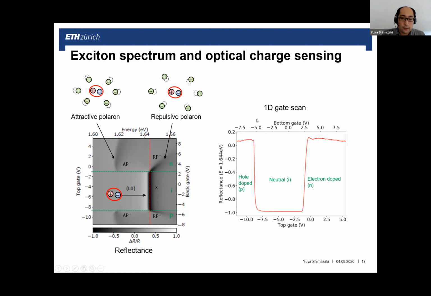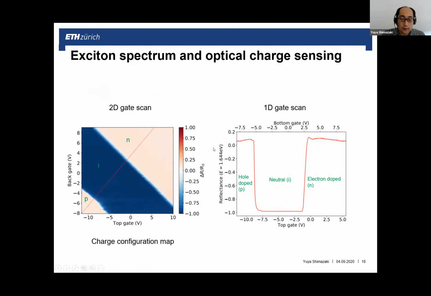So this is for the case of a one-dimensional gate scan. If we do this for a two-dimensional gate scan, we have both top gate and back gate. Then we can nicely see that here is the neutral regime of the system, here is the electron doped regime, and here is the hole doped regime.